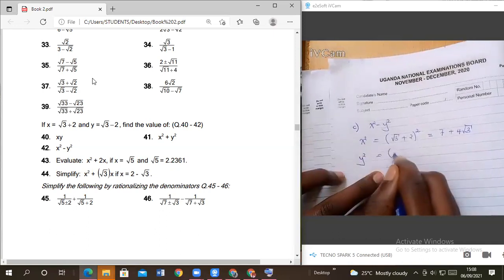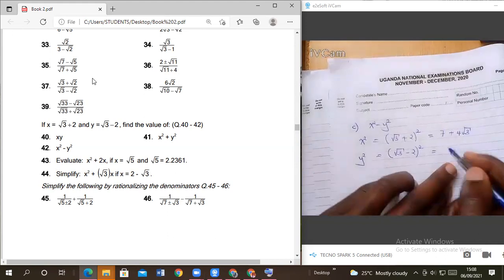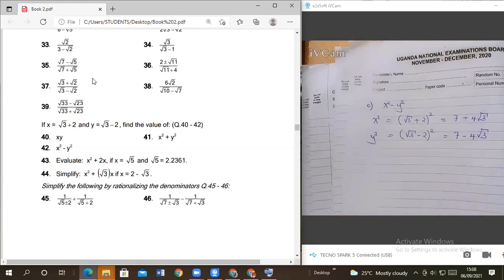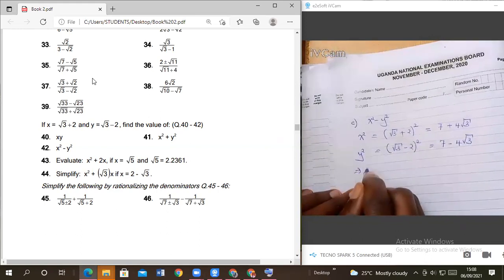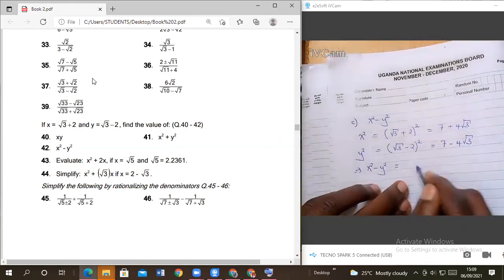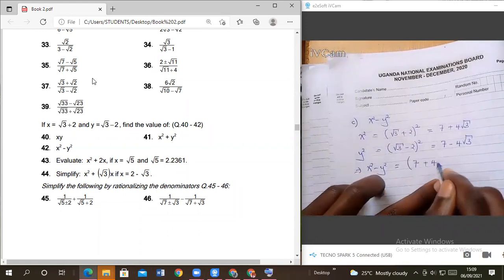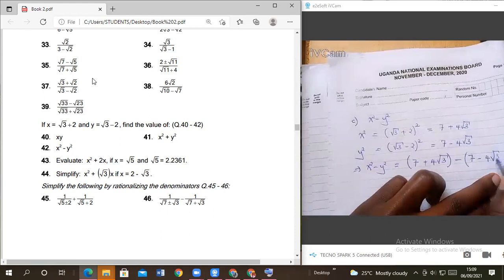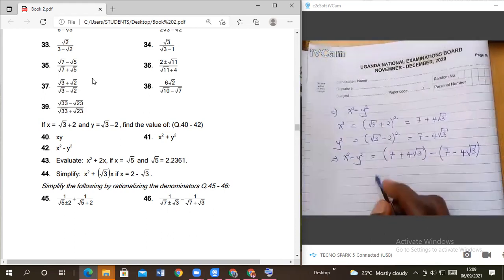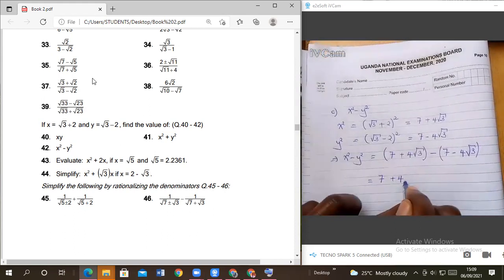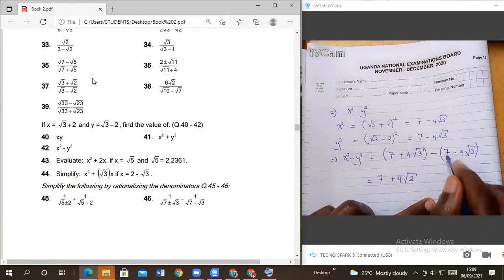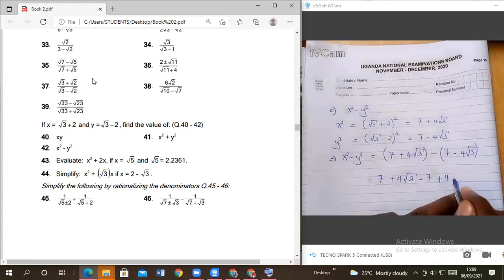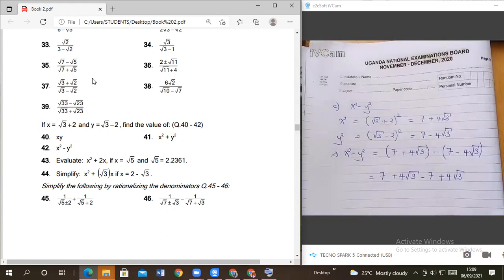Then Y squared, which is root of 3 minus 2 squared, which we got as 7 minus 4 root of 3. Not so? Now let's put it back there. So it implies X squared minus Y squared will be 7 plus 4 root of 3, minus into Y, which is 7 minus 4 root of 3. So we shall have 7 plus 4 root of 3, minus, open this, minus 7. Negative times negative will give us plus 4 root of 3. Members, let me hope you are with me.